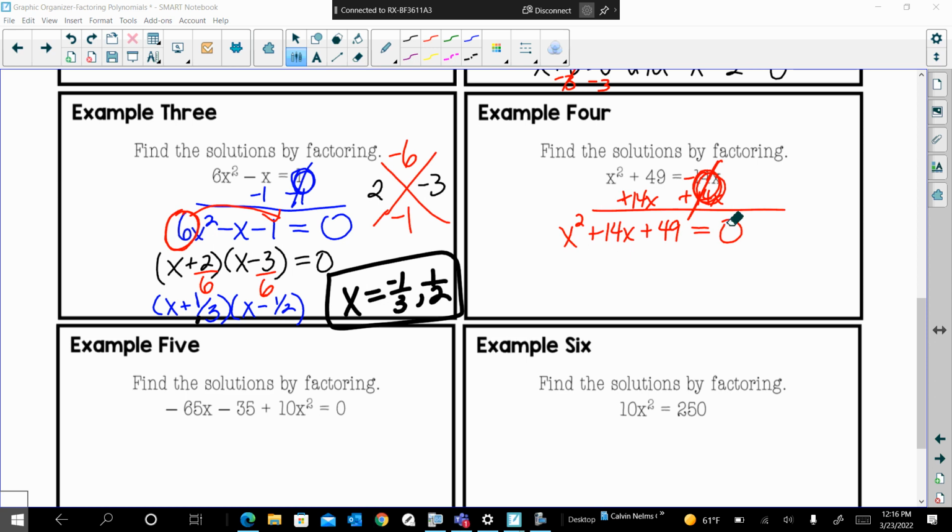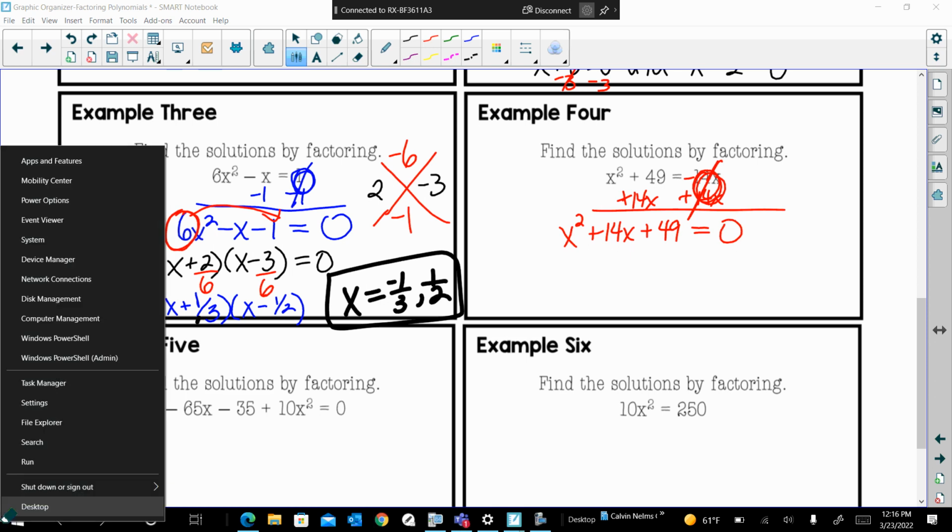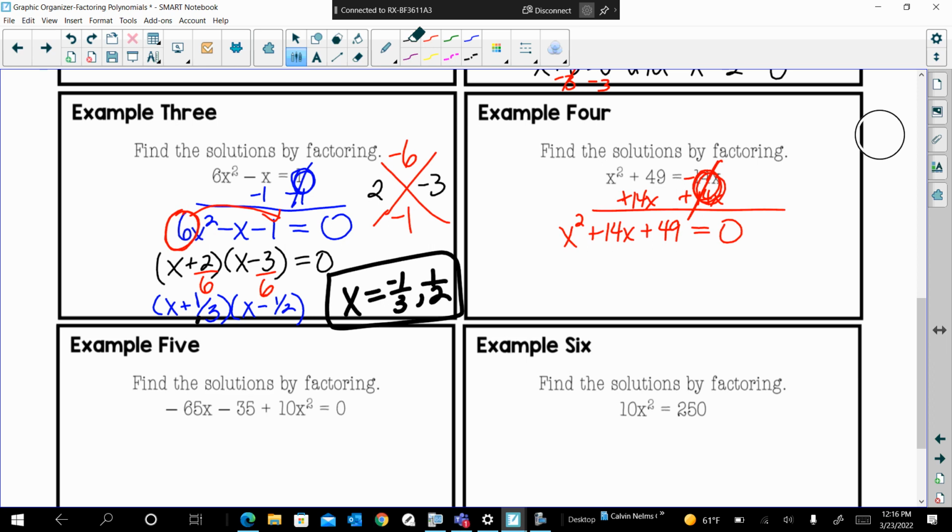All right, so now we're back to a trinomial with no coefficient, so I can go straight to my x. What happened to my pen? Oh. What's going on? It won't let me change.